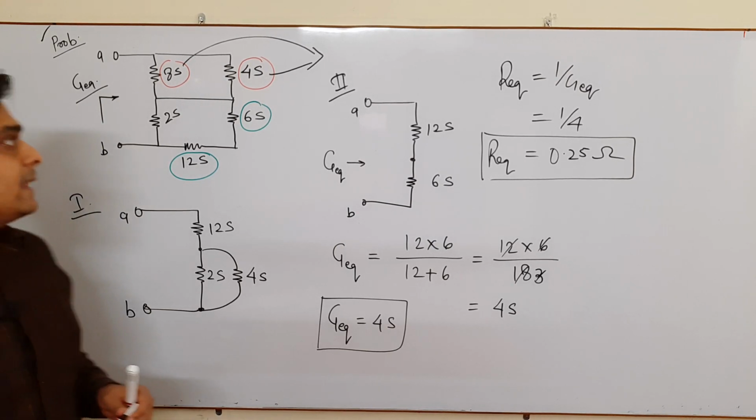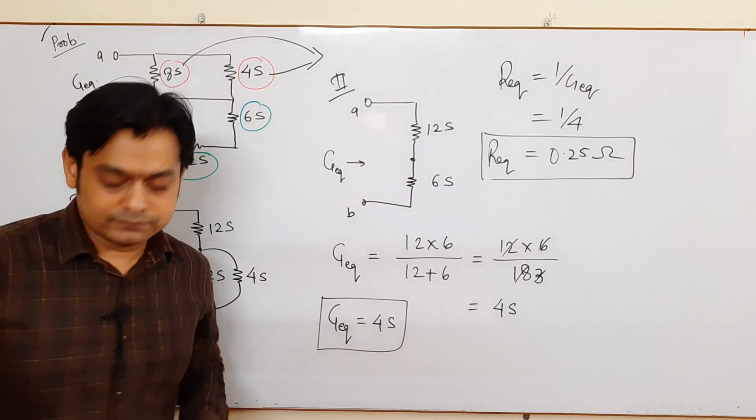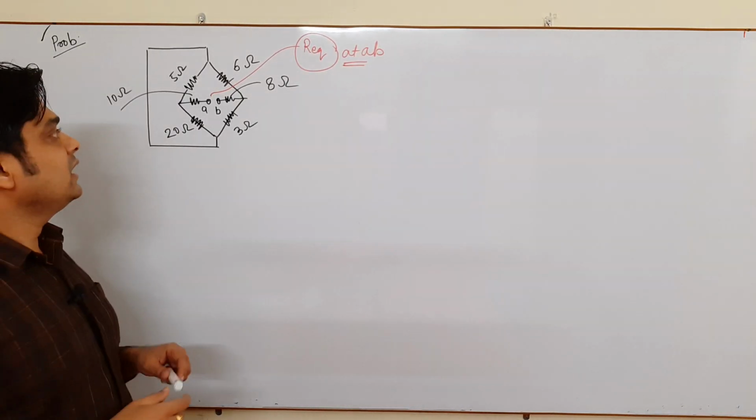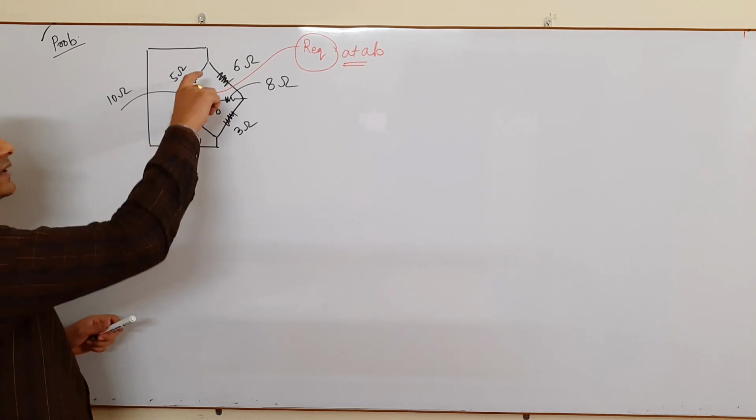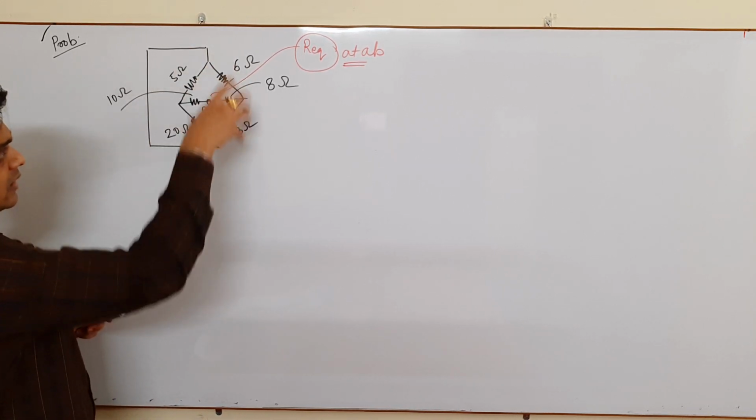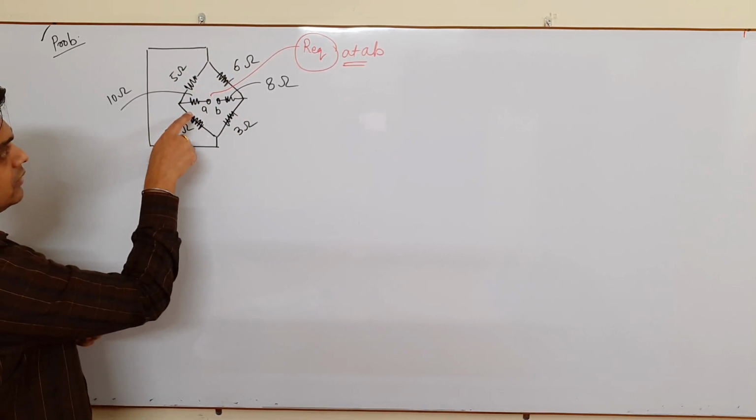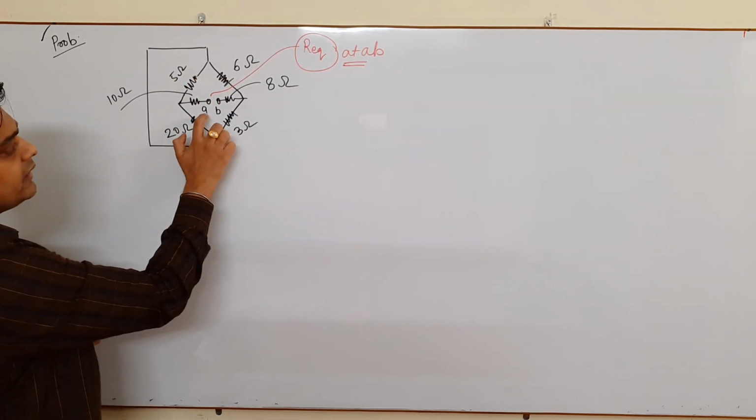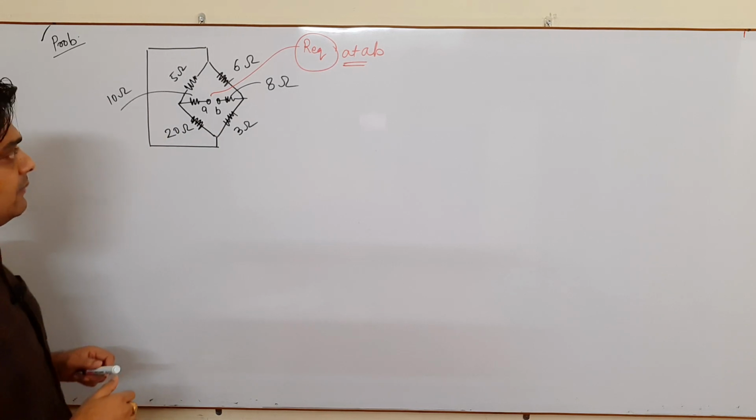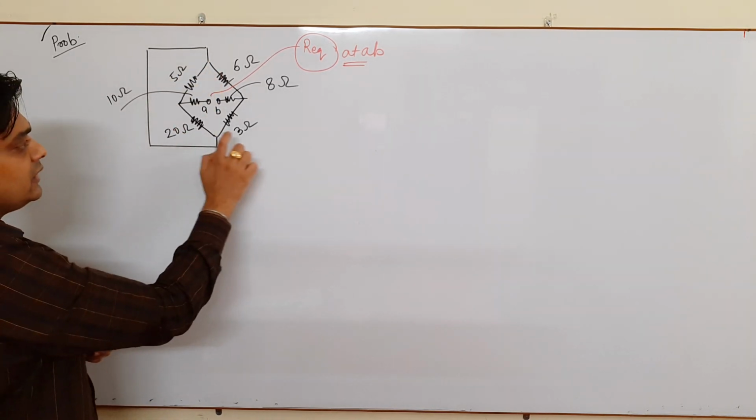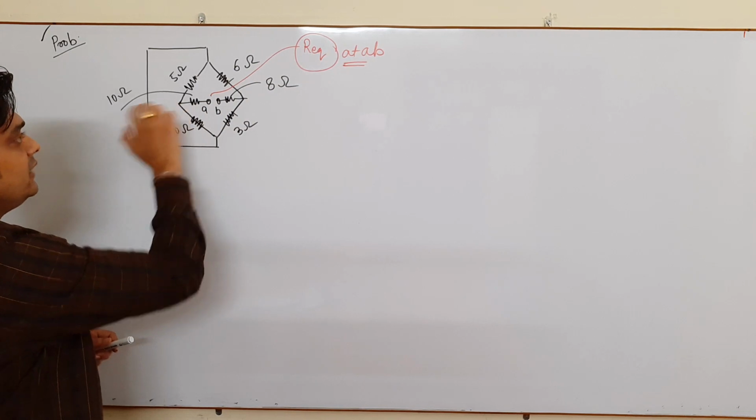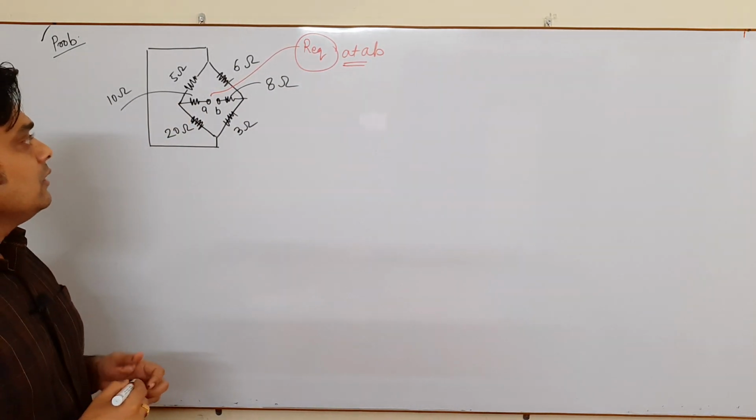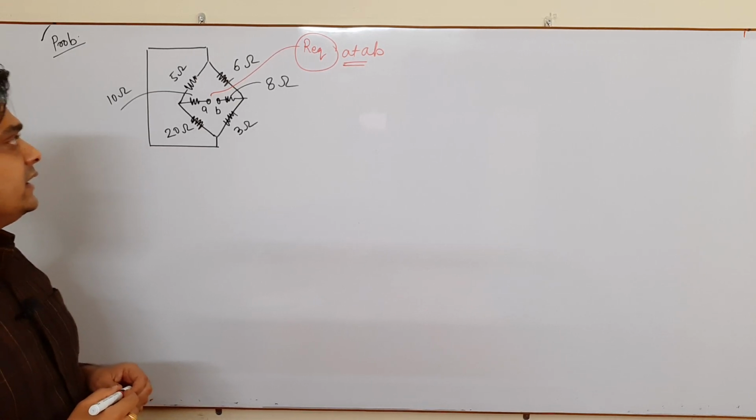Now we proceed with the next problem, in which you have to find R equivalent at terminal AB. Please try to understand the problem. This is some kind of structure in which these resistances are connected, and you have to find the equivalent resistance at terminal AB. These are 5, 20, 3, 6, 8 and 10 ohm, which is clearly seen here.